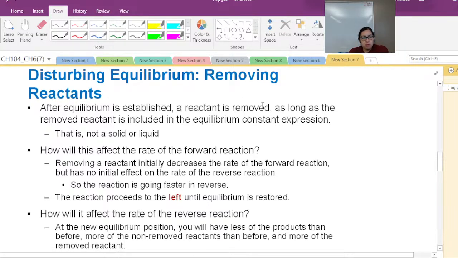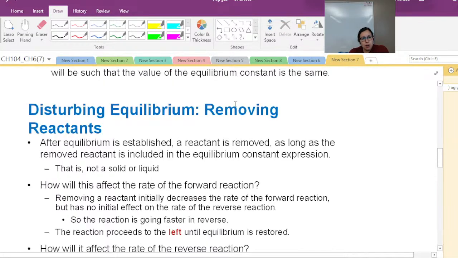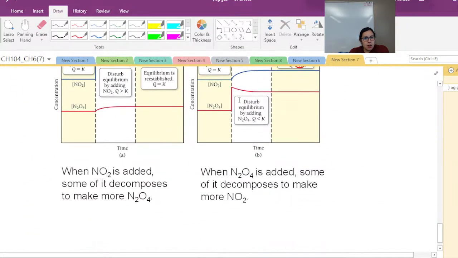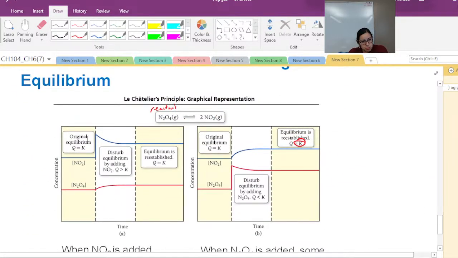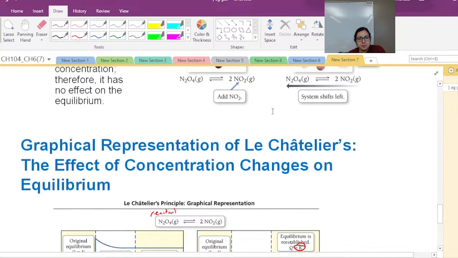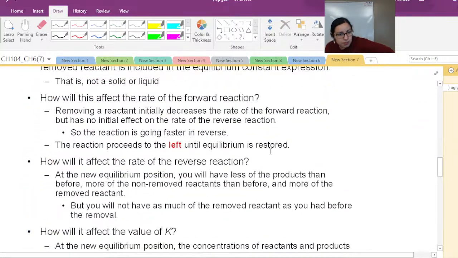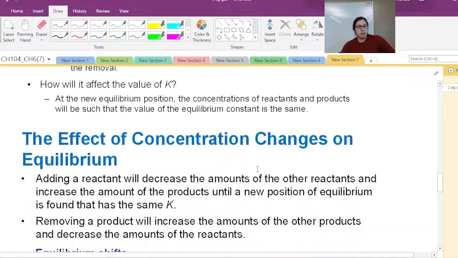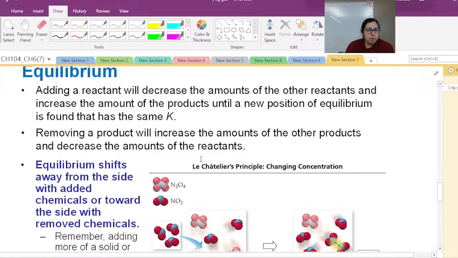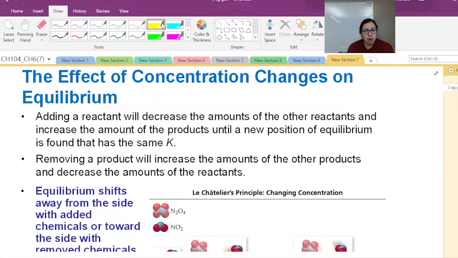We could, of course, remove reactants, so that would cause it to go in reverse. They didn't remove reactants in this case, but they added our products, so you can see a similar effect. Obviously, if you were to remove NO2, that would also cause your N2O4 to go to the right and dissociate more to make up for that loss. So again, like we said, K will remain unchanged.